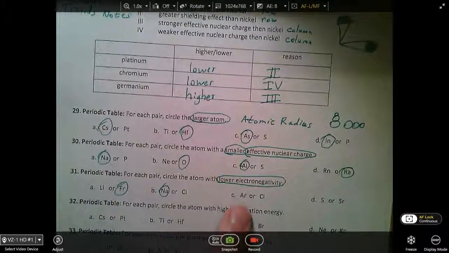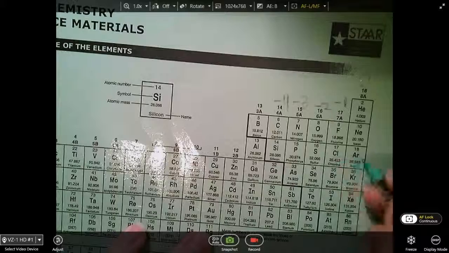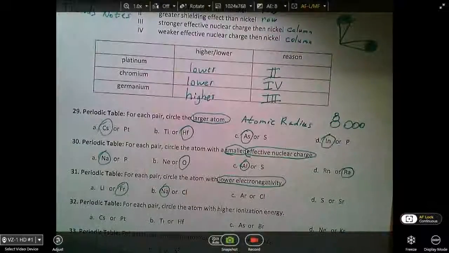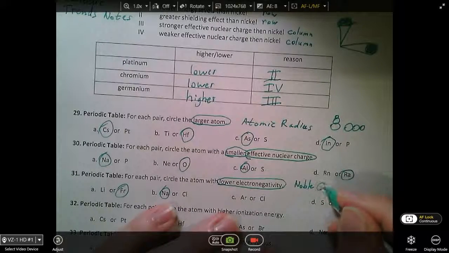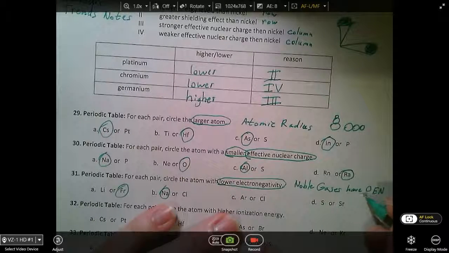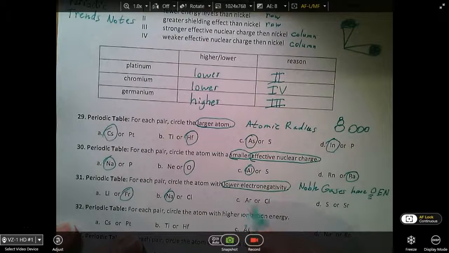Argon or chlorine? Ar is here, Cl is there. Which one's going to have a lower electronegativity? Well, electronegativity, and I forgot to remind you of this, noble gases have 0 electronegativity. 0. So that means the lowest electronegativity is going to be argon as a noble gas.